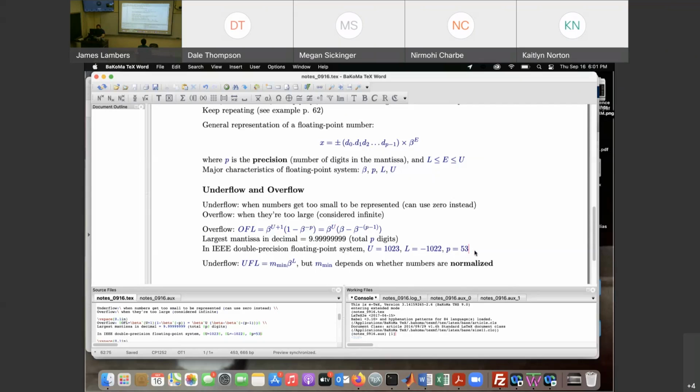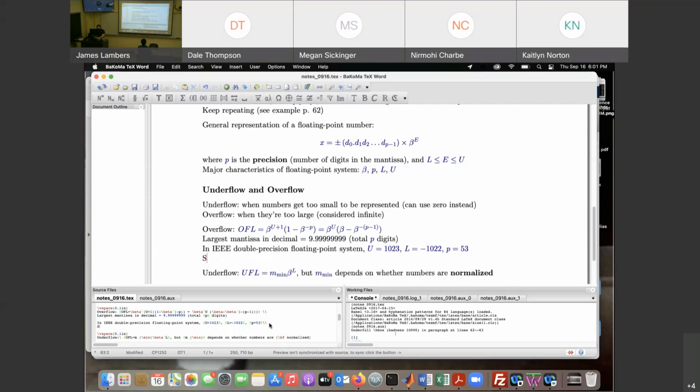Okay, actually go ahead and write that down here. All right, so U is equal to, okay, so we have 11 bits for the exponent, so 2 to that, minus 1. Okay, so there's 8 digits, so 127.